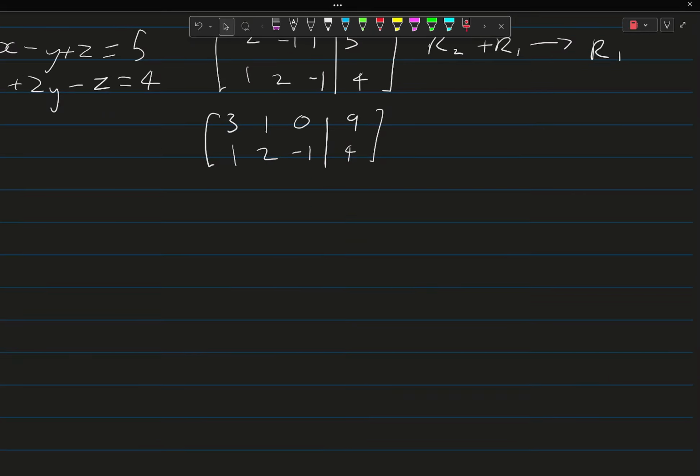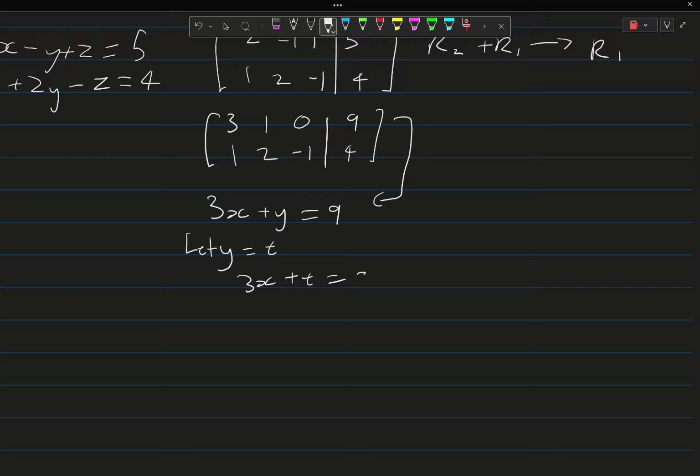So what we do is take the first equation and represent it normally, so 3x plus y equals 9. And we just let one variable equal a parameter. So let's say we let y equal t. So 3x plus t equals 9.